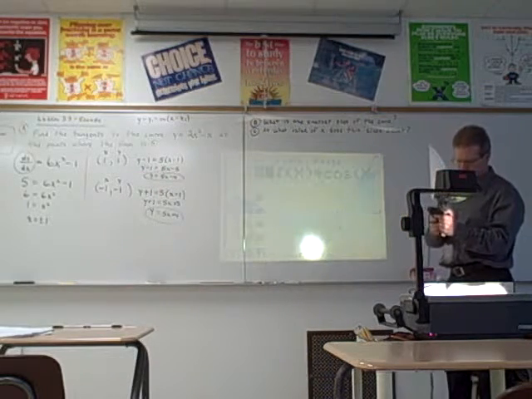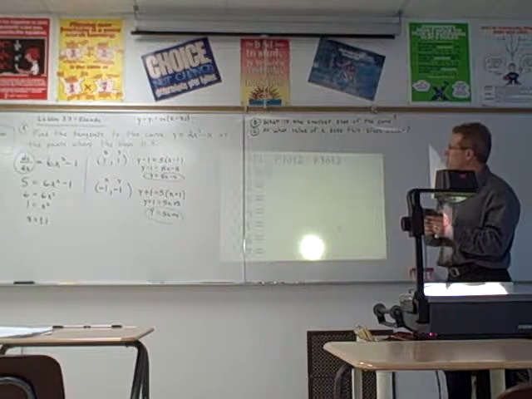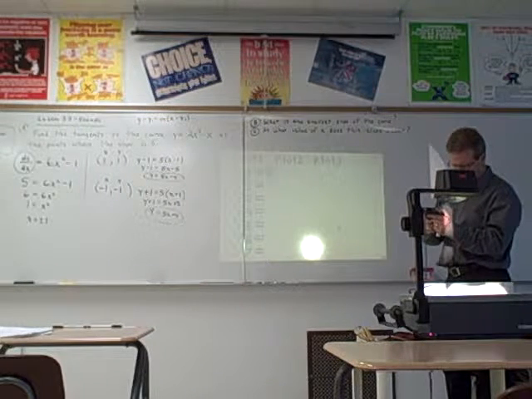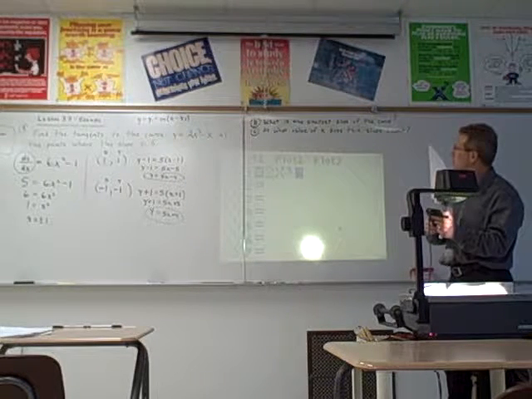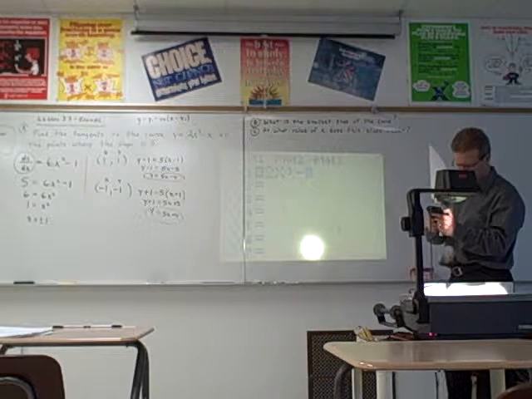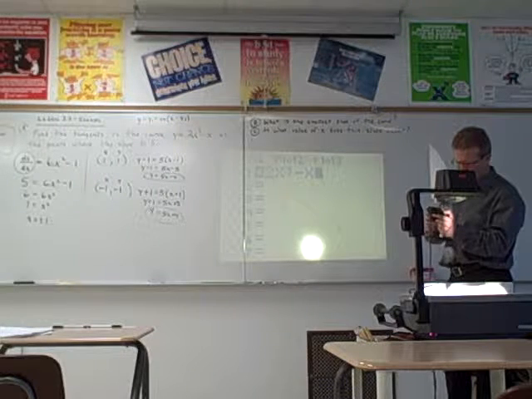So I'm going to go to y equals. I'm going to type in my original equation, 2x cubed minus x. Then I'm going to hit zoom 6.